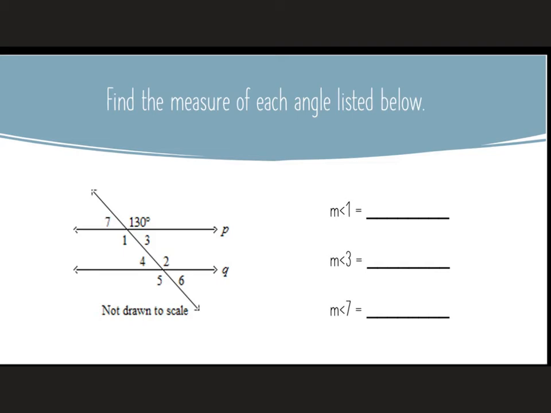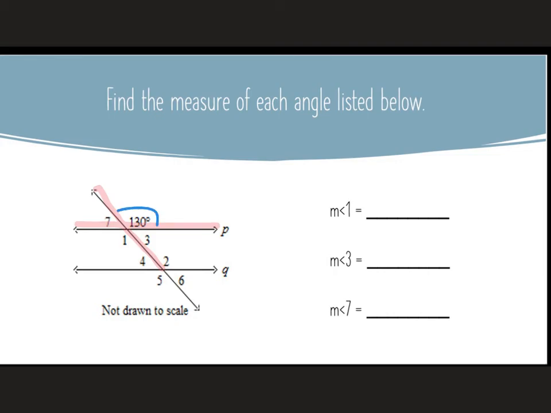All right, this next one, find the measure of each angle listed below. So we're finding the measure of angle 1, measure of angle 3, and measure of angle 7. Let's look at angle 1 first. So that is right here that we're looking at. So the measure of angle 1 we can clearly see is directly across from the one angle they do give us, which is 130 degrees.